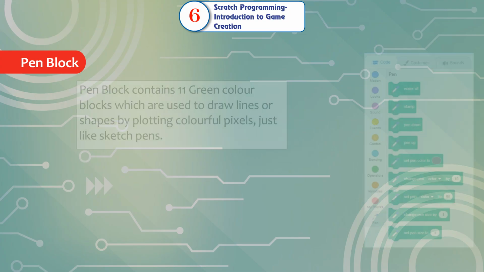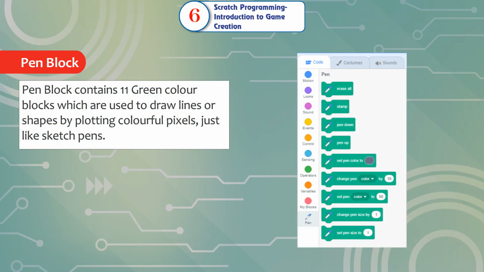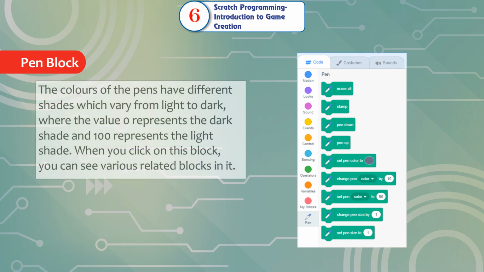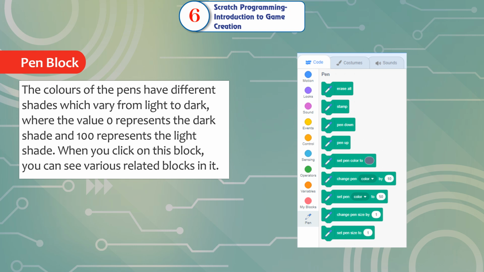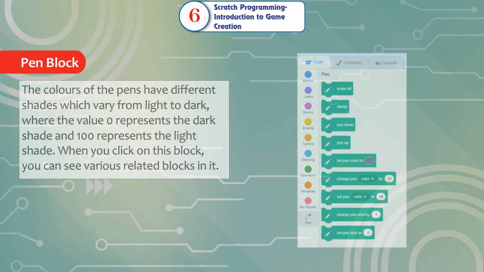Pen block. Pen block contains 11 green color blocks which are used to draw lines or shapes by plotting colorful pixels, just like sketch pens. The colors of the pens have different shades which vary from light to dark, where the value 0 represents the dark shade and 100 represents the light shade. When you click on this block, you can see various related blocks in it.